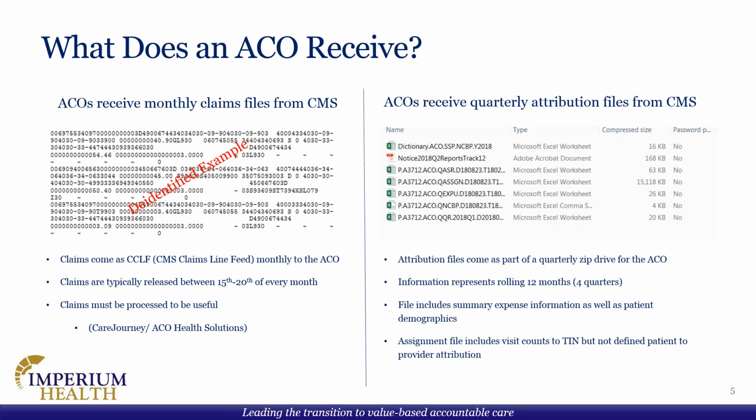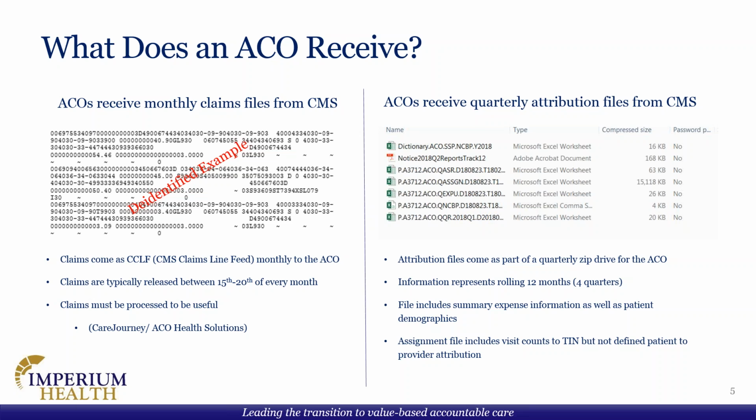And ACOs are also going to receive on a quarterly basis an attribution file. This is going to come in a zip drive that comes to the ACO that includes information related to both expenses, attribution, and then a little bit of background on our patients, like some demographics, some chronic conditions that have been previously coded on our patients, and how can we make sure that we're taking advantage of that information to know a little bit more about the ACO.